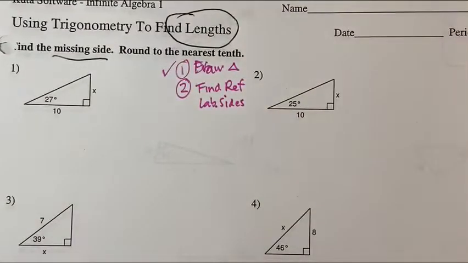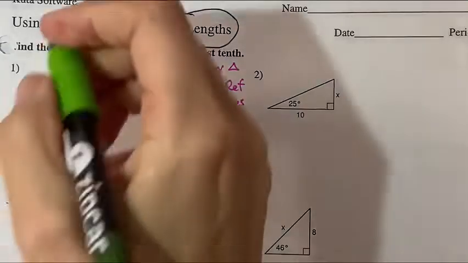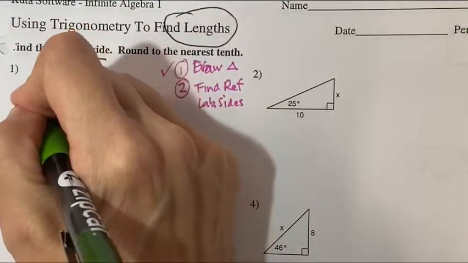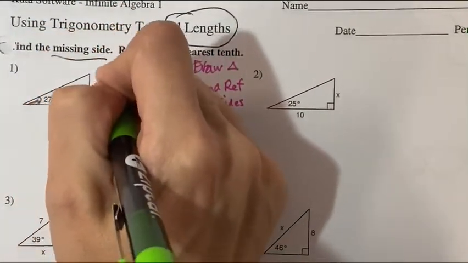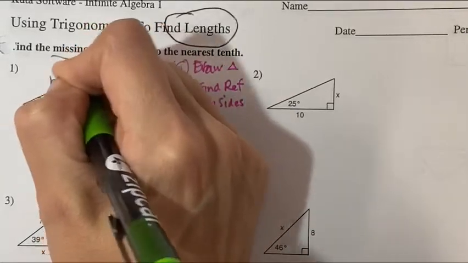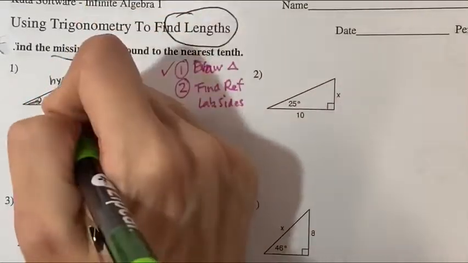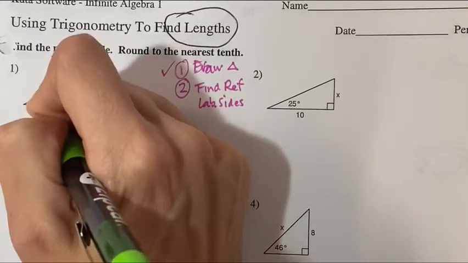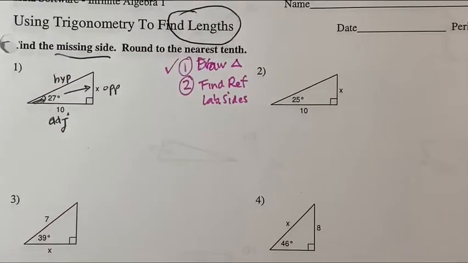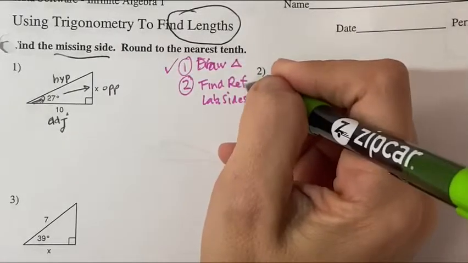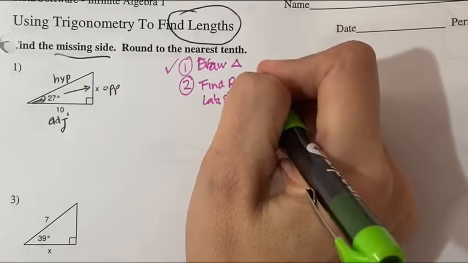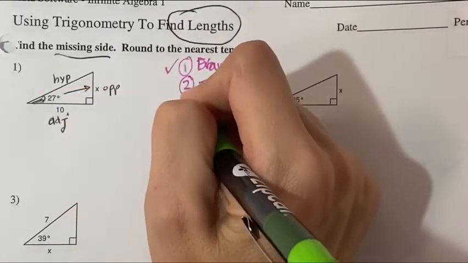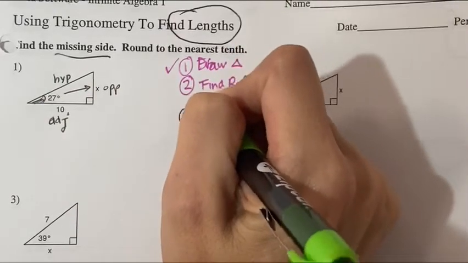Okay. So the angle they're talking about is this angle, 27. So in reference to that angle, this would be opposite. The longest side is the hypotenuse, opposite the right angle, and this would be the adjacent side. So draw a triangle, find the reference angle, and label the sides. We did that. Step three, pick your trig function.